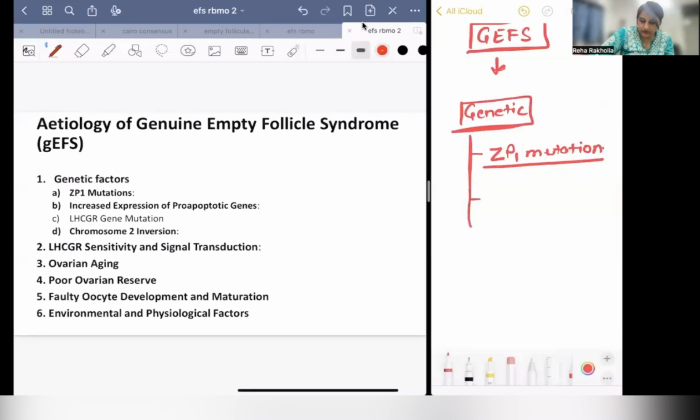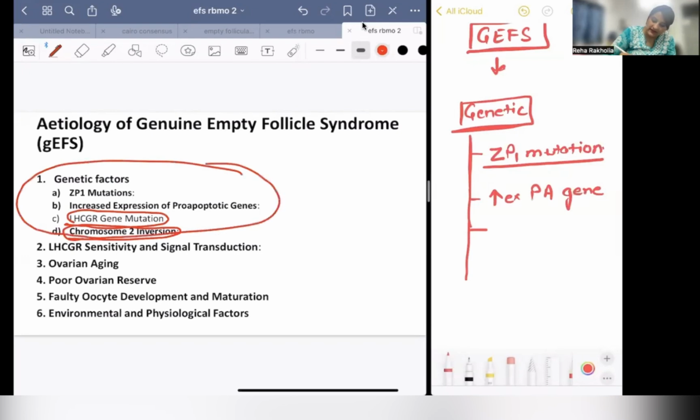Or it can be due to increased expression of pro-apoptotic gene, or LHCGR gene mutation, or chromosomal 2 inversion. These are all genetic causes.